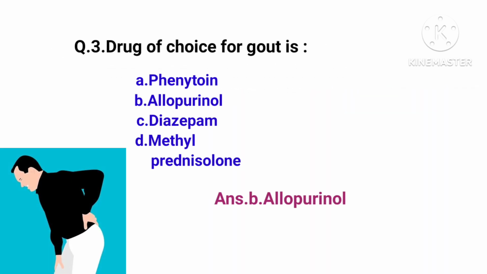Drug of choice for gout is phenytoin, allopurinol, diazepam or methylprednisolone. Drug of choice for gout is allopurinol.